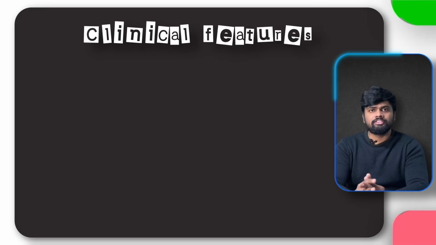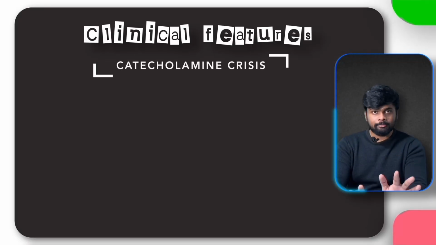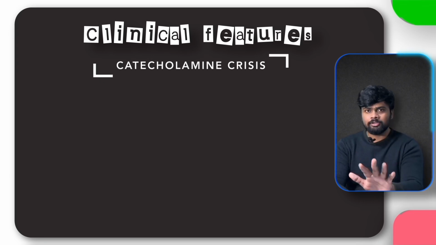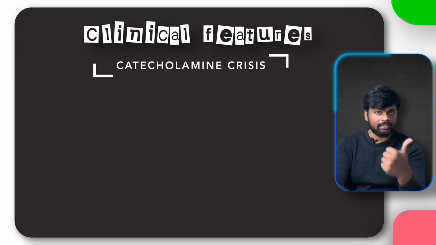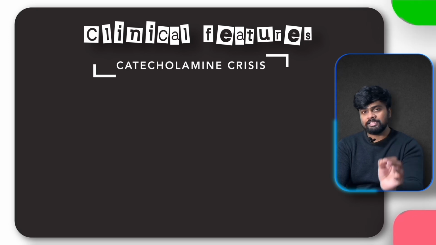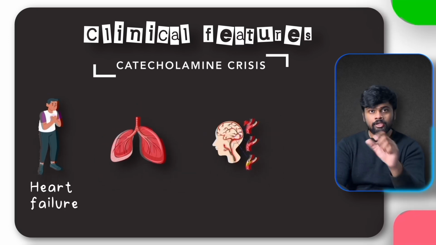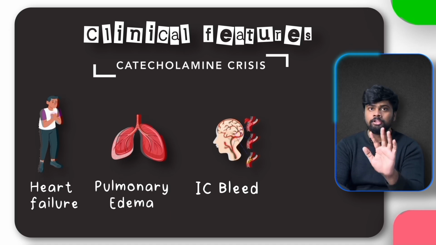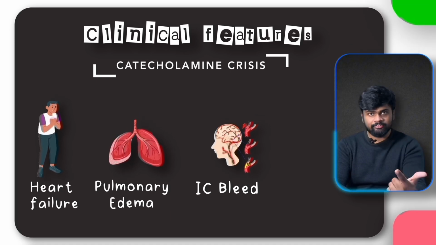Now one more important feature is catecholamine crisis. Let's remember this catecholamine crisis as a side effect of hypertension. Whenever a person has hypertension for a long time, he can have IC bleed, of course. If the hypertension is for a long time, he can have heart failure. Because of heart failure, the back pressure increases and it causes pulmonary edema. So the triad is IC bleed, heart failure, pulmonary edema.